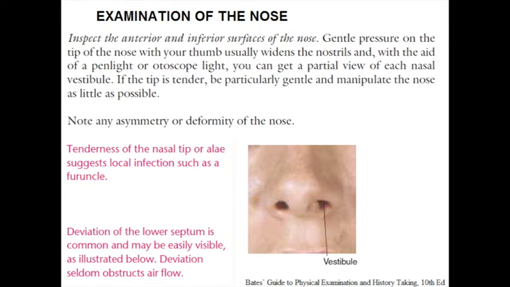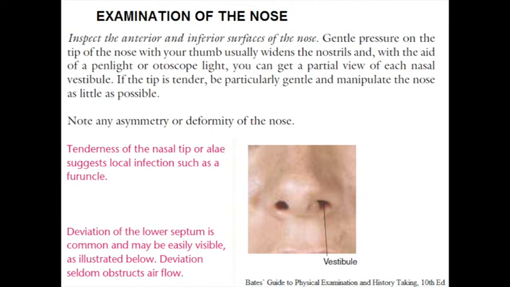Examination of the nose. Inspect the anterior and inferior surface of the nose. Gentle press on the tip of the nose with your thumb usually widens the nostril, and with the aid of a penlight or otoscope light, you can get a partial view of each nasal vestibule. If the tip is tender, be particularly gentle and manipulate the nose as little as possible. Note any asymmetry or deformity of the nose.